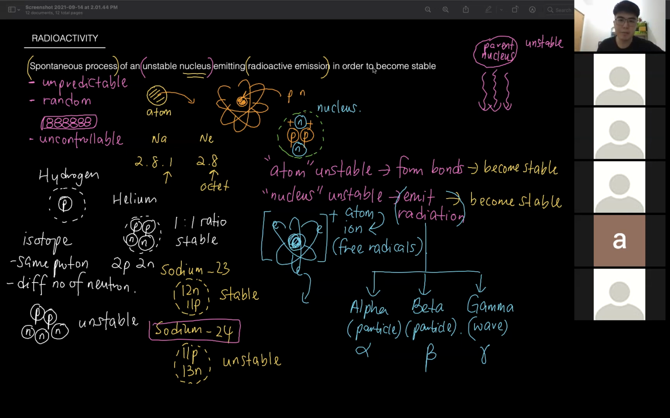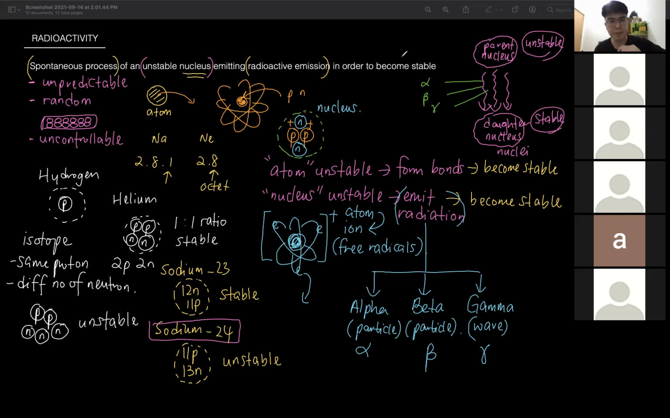So once it gives out radiation, you get alpha, beta, or gamma, and then it becomes a daughter nucleus. You will see this word keep appearing: a daughter nucleus, or in plural form, daughter nuclei, because sometimes one parent nucleus can break down into a few smaller daughter nuclei, not just one. Once they become daughter nuclei, they become stable. All this is just to achieve stability. And remember, here we are talking about the nucleus, not the atom; the nucleus is inside the atom, even smaller. So that is radioactivity.